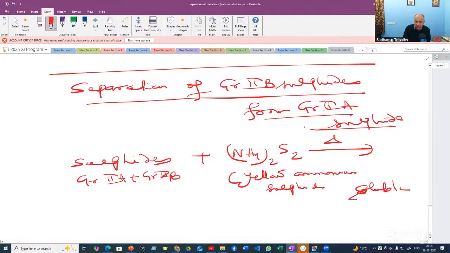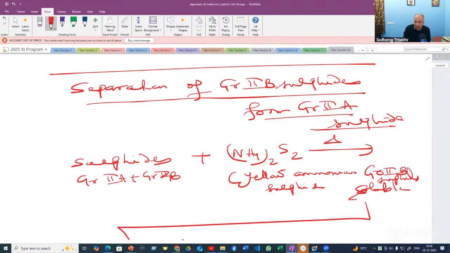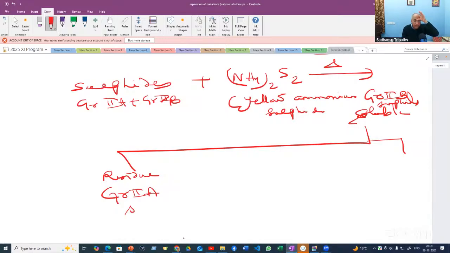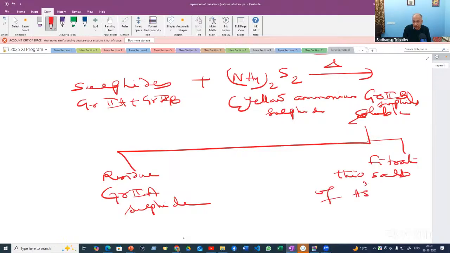The group 2B sulfides are soluble. If you filter it, the residue contains group 2A sulfides. That means mercuric, lead once again, then bismuth, copper, and cadmium group 2A sulfides will remain as such. And the filtrate contains the thiosalts of arsenic, antimony, and tin.